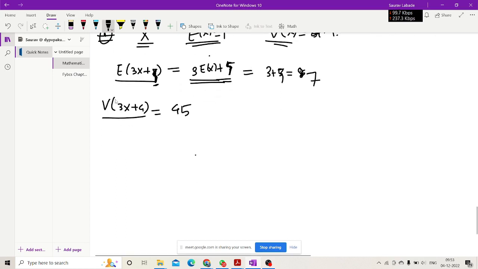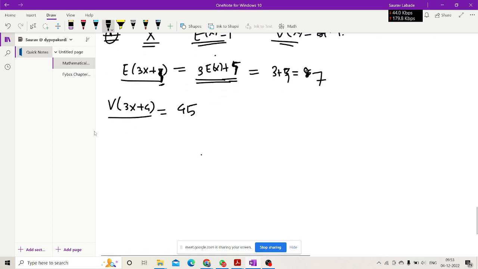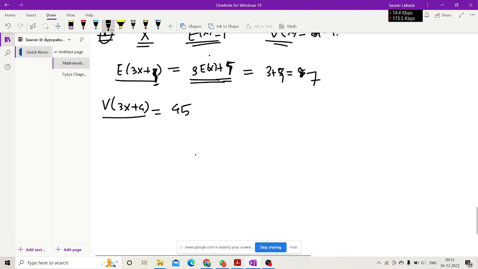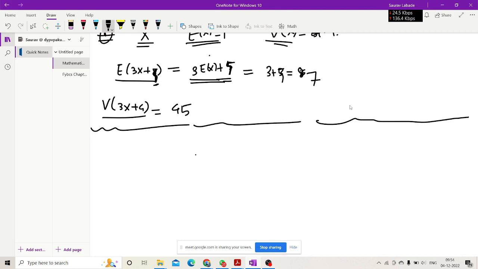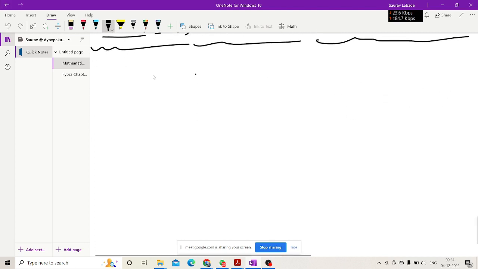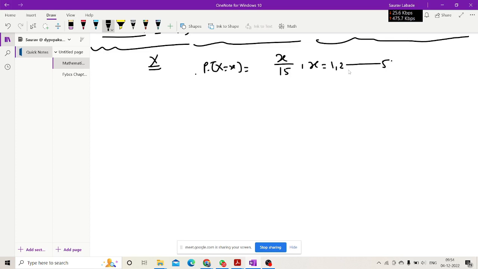Okay, let's take another example. I am just considering one variable, x. It has a probability mass function, that is probability of X equals x, which equals x by 15. This is my probability mass function. The values of x start from 1 to 5, and it is 0 otherwise. Find the expectation of x and the variance of x.